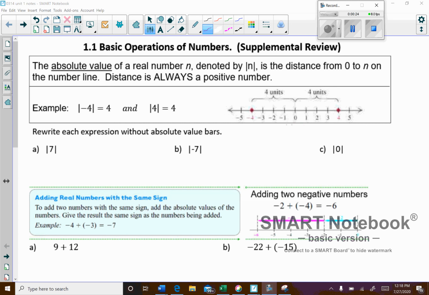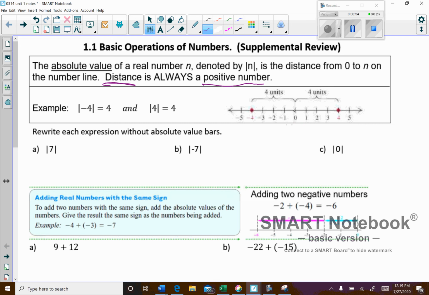First thing we're going to look at is the concept of absolute value of a real number n, denoted with these little bars on each side, okay? It is the distance from 0 to n on a number line. Distance is always measured as a positive number. So even if you're looking at 4 or -4, the absolute value is 4 units, because you're 4 units away from 0.